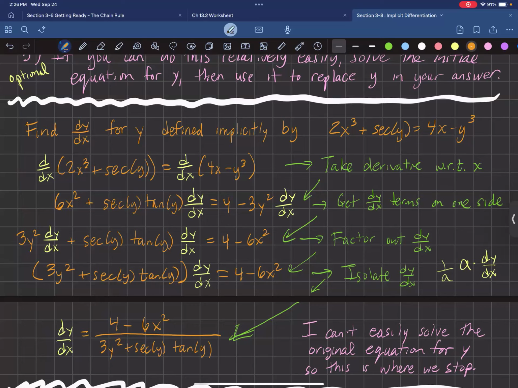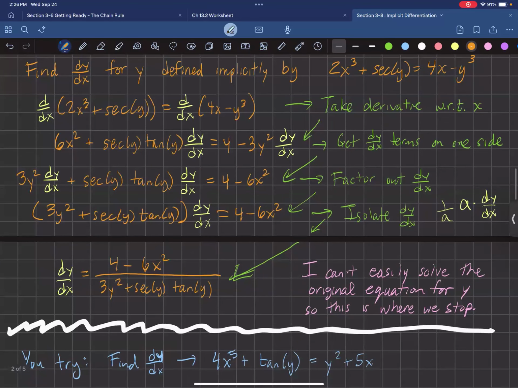Okay. Why don't you guys try it with 4x to the 5th plus tangent y equals y squared plus 5x. Pause the video and try to work this out. See what you get. Follow what we did above. All right, I will assume you did.